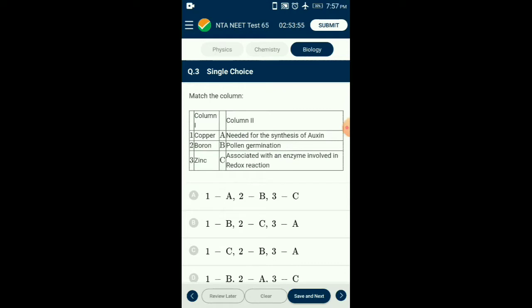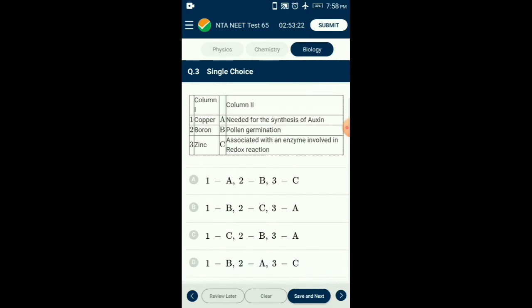Question number 3. Match the following. Zinc is a microelement required by plants for synthesis of indole-acetic acid, and is a component of many enzymes, proteins and RNA. Copper is also a microelement involved in electron transport, chlorophyll synthesis and maintenance of carbohydrate nitrogen balance. Boron, a microelement, is required for the formation of pollen tube, root nodule formation, cell elongation and cell differentiation. So the correctly matching option is option C.